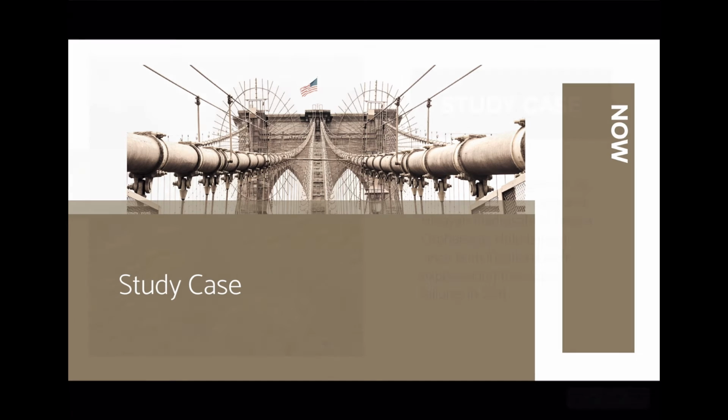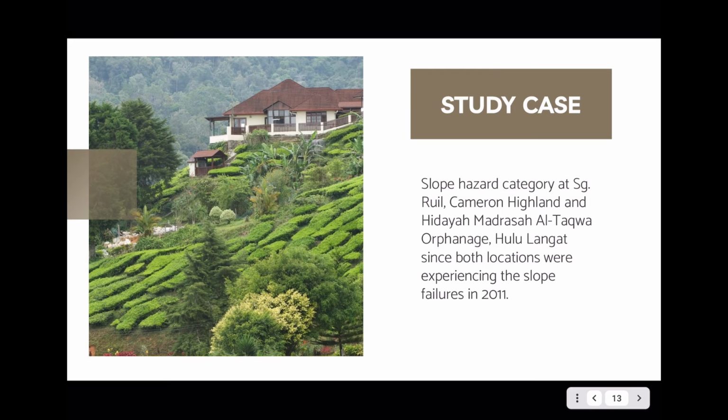Case study. For example, a case study in Malaysia utilizes erosion-induced slope failure to categorize a slope hazard at Sungai Riol, Cameron Highlands, and Hidayah Madrasa At-Taqwa Orphanage, Hulu Langat, since both locations experienced slope failure in 2011.